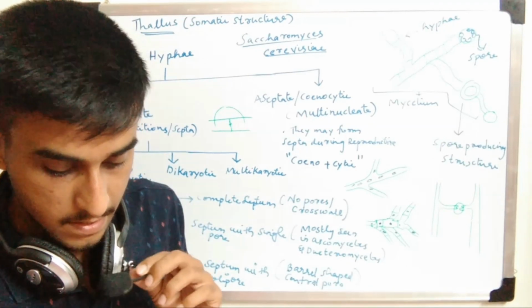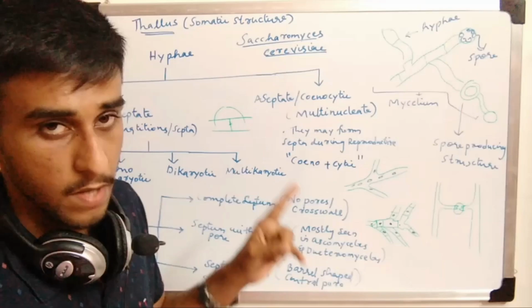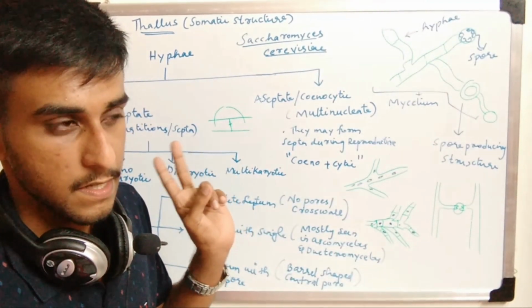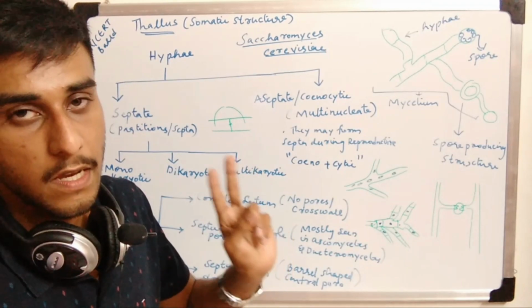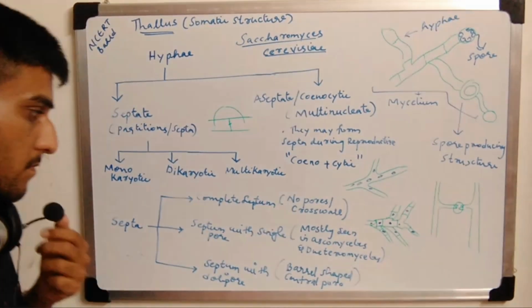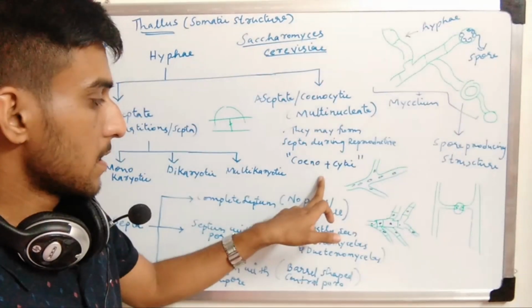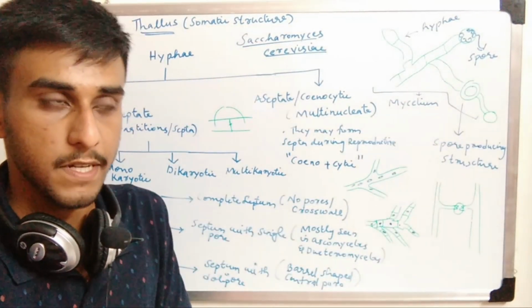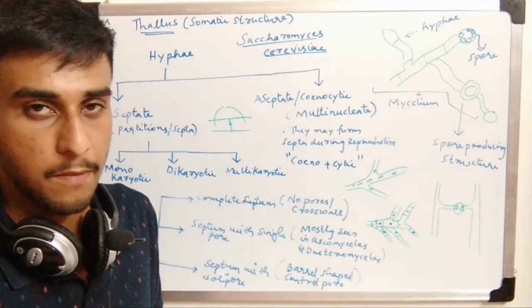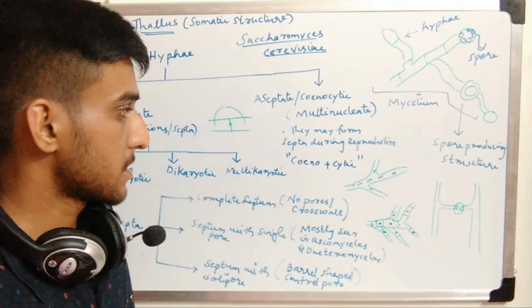These are the conditions, these are the things to be remembered. Dolipore. What is a dolipore septa? What is a normal septum, a single spore septum, and one without a pore? Okay, and there are three examples to be remembered in case of the aseptate hyphae: Rhizopus, Albugo, and Phytophthora. These are the organisms which have an aseptate condition.